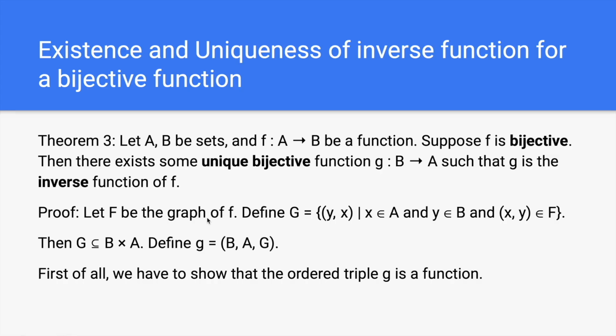Let F be the graph of f. Define G to be the set containing all (y, x) such that x belongs to A and y belongs to B and (x, y) belongs to F. Then G is a subset of B times A. First of all, we have to show that G is a function.